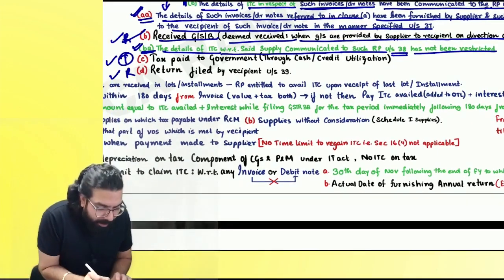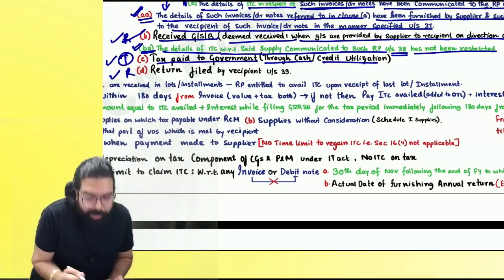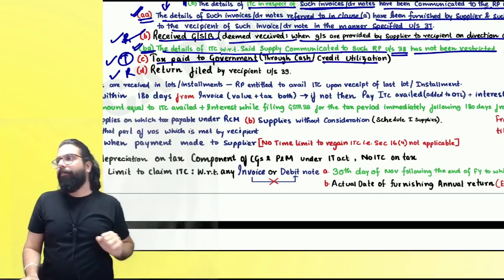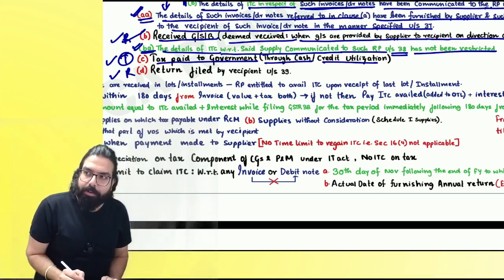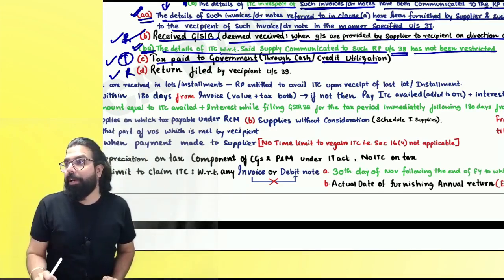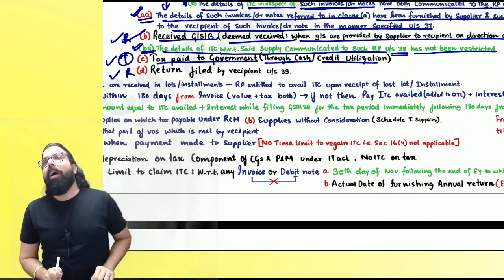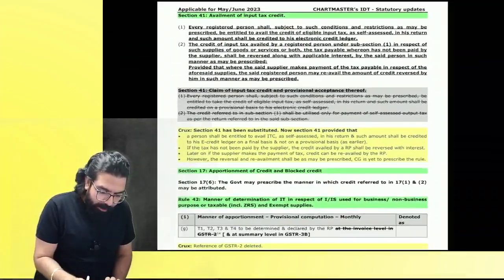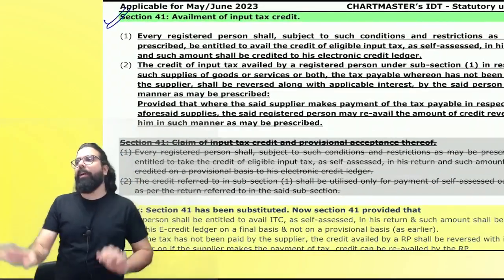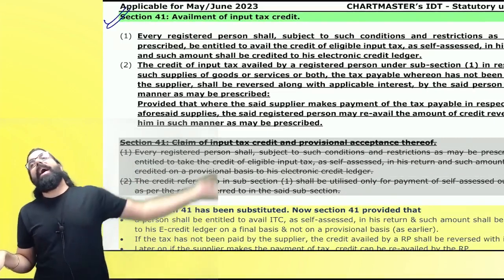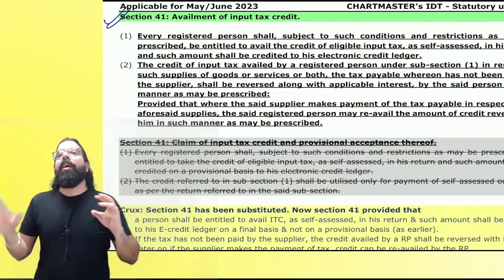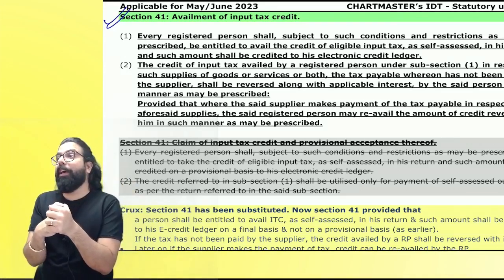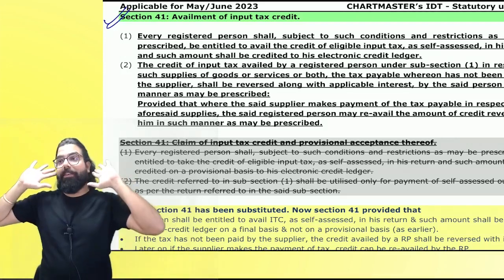The next one over here is tax paid to government through cash or credit. Everyone, the supplier should have paid the tax to the government. Only then you can take the credit. Yes or no? Tax paid to the government. Are we all clear till here? Now, earlier there was a concept of rule number 41 over here, which used to say that tax paid to the government, only then you can take the credit. But provisionally, you could take the credit. You remember, provisionally you could take the credit and later the credit will be finalized.